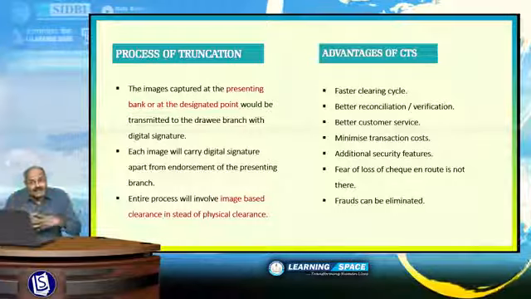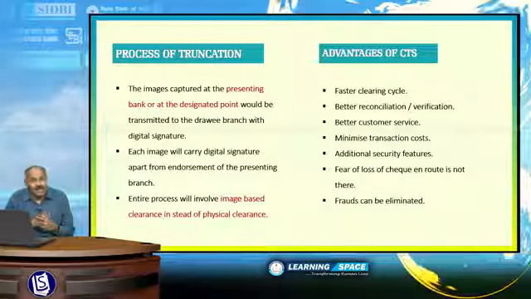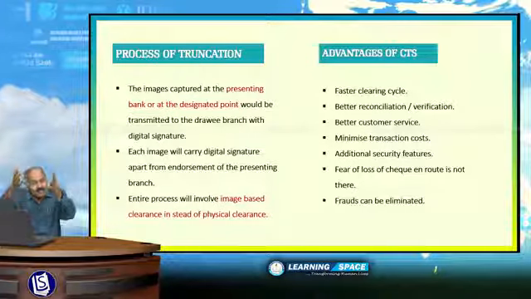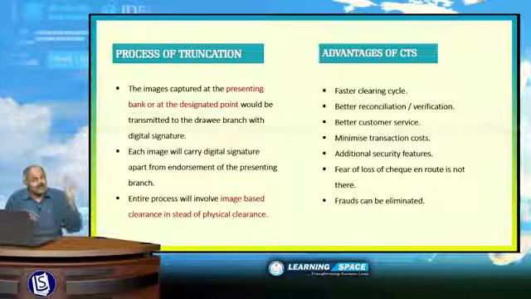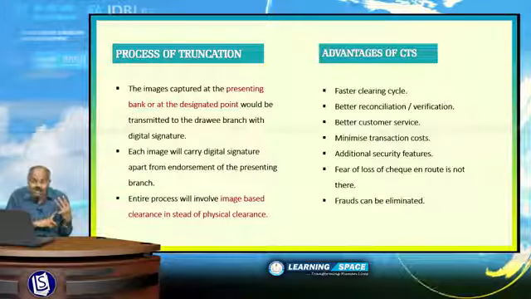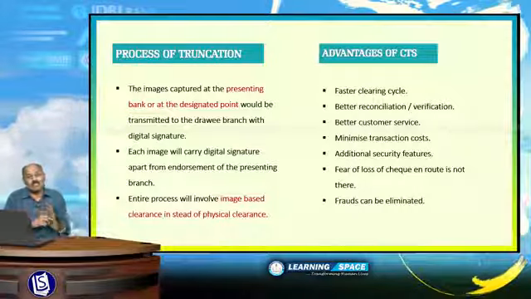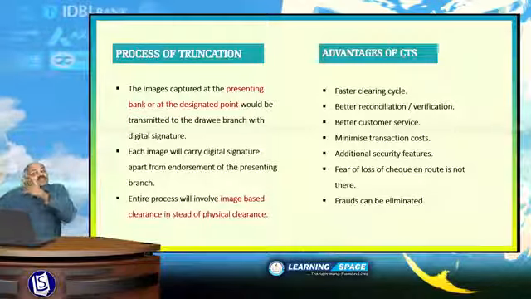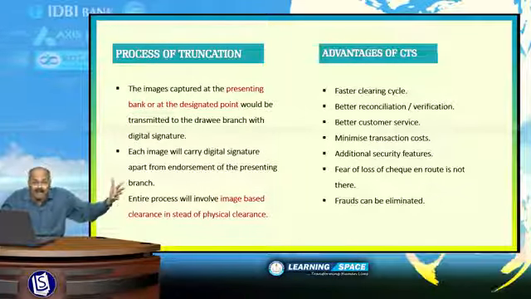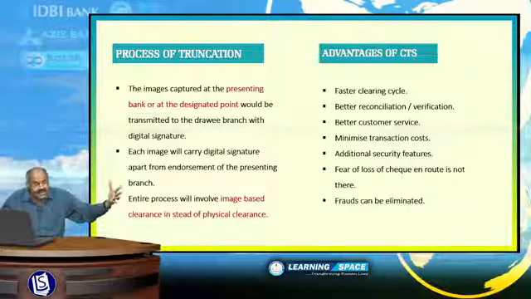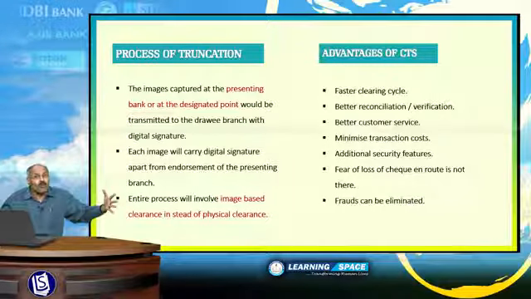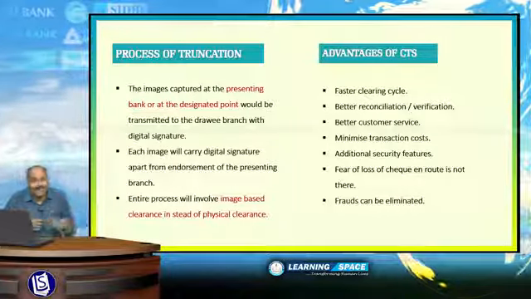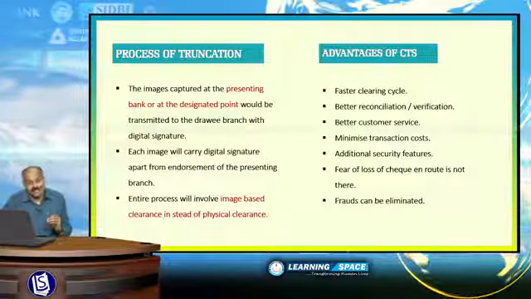And what are the advantages? It is a faster clearing cycle, better reconciliation, better customer service, and these are all the features of CTS checks. The two most important features are that frauds can be eliminated because of inbuilt security features, and second, a faster clearing cycle, because the physical movement of the check is eliminated now. From Delhi to Chennai or Chennai to Bangalore, only the image will be verified. The check will not move physically. That is the beauty of these CTS checks, right?